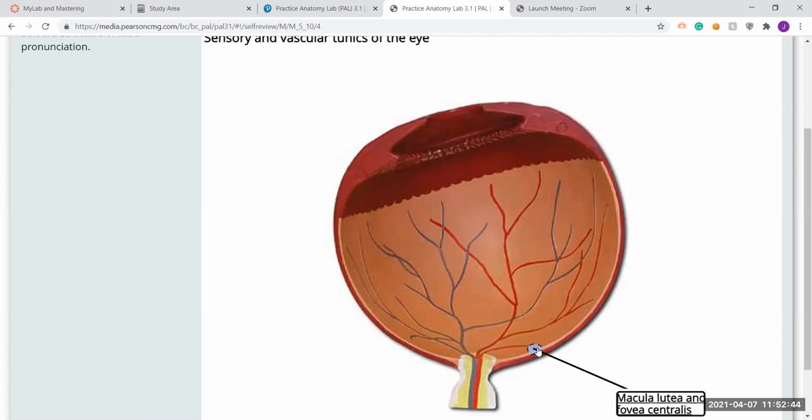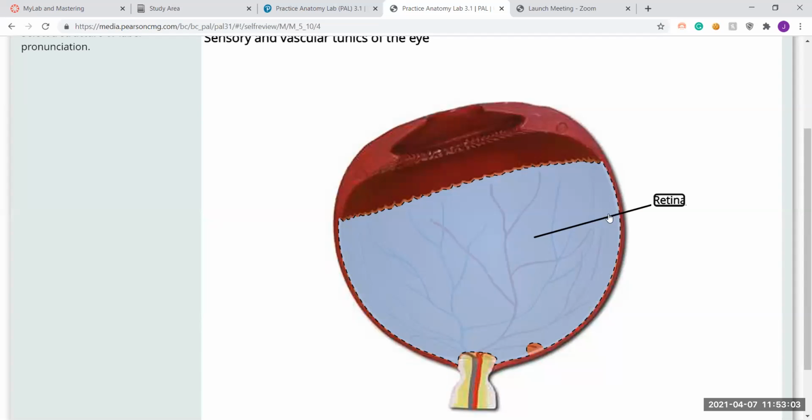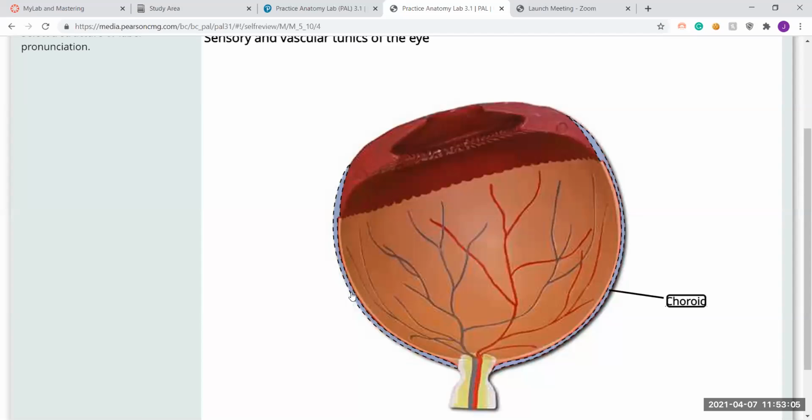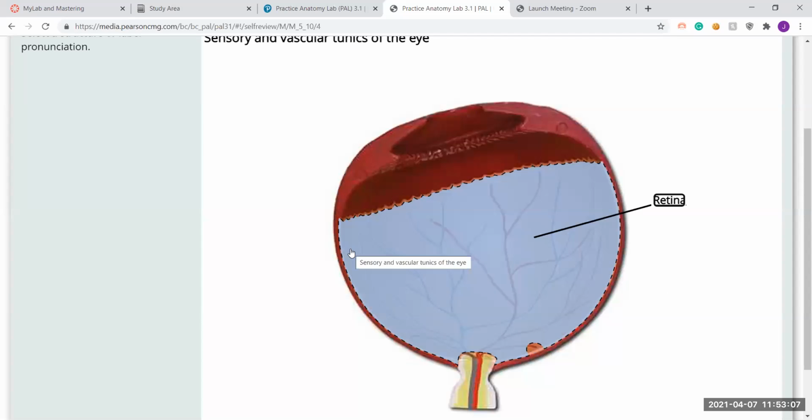Here is a small pit on the posterior wall of the retina. That is called the macula lutea and fovea centralis. So the larger area is the macula lutea, and the point in the center is the fovea centralis. This is the only area where there are more cones but fewer rods. Otherwise, all over the retina, there are a lot of rods and very few cones.